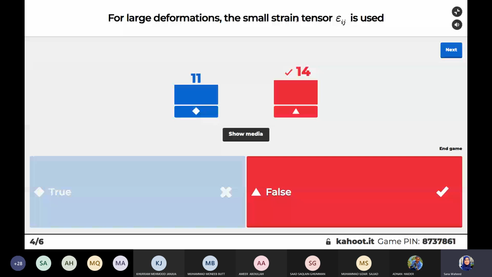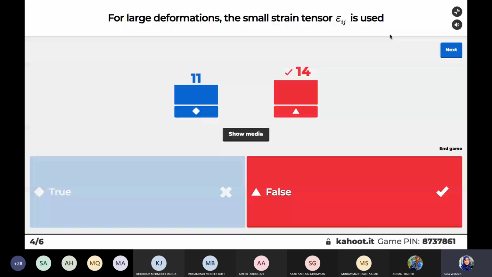Even if you knew nothing about tensors and strains and large and small displacement gradients, there's a large deformation: for large deformations, the small strain tensor is used. So that's not true, right? It's called the small strain tensor because it's only applicable when we have small deformation gradients. When we've got large deformations, then what we tend to use is the Green strain tensor.